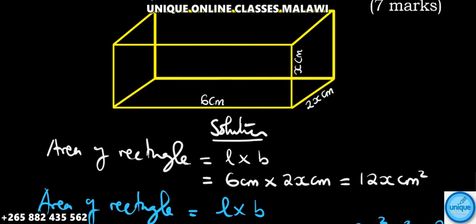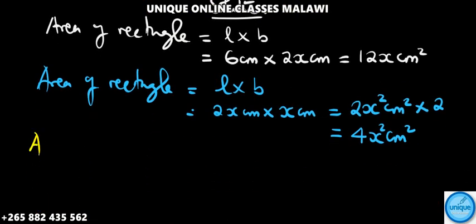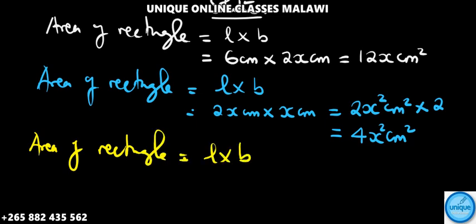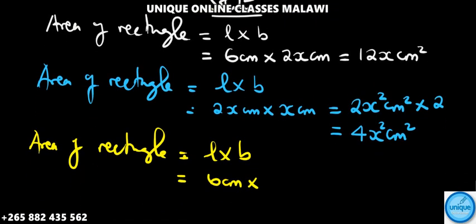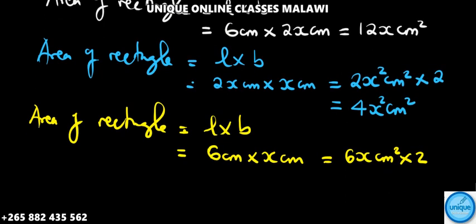Then next, we find the area of the front rectangle, and the one behind is the same, so we multiply by 2. Area of rectangle is equal to length times breadth. Our length is 6 centimeters multiplied by breadth x centimeters. So 6 centimeters times x centimeters gives 6x centimeters squared. The one behind is the same, so times 2, and the answer gives us 12x centimeters squared.